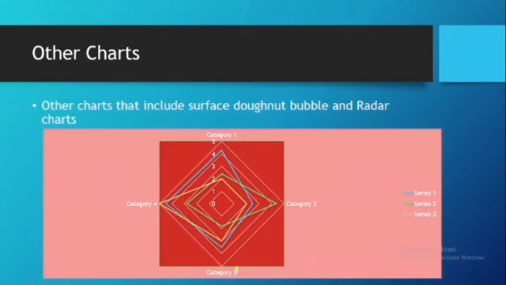The next one we are having is the radar chart. There are other types of charts also, like surface chart, donut chart, bubble chart, and the radar chart. So they are the extra types of chart. Depending upon the requirement, we have to draw these types of charts.